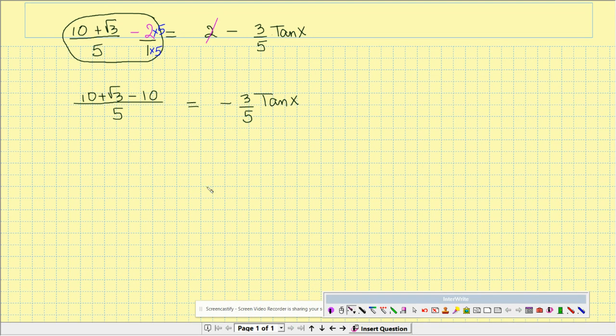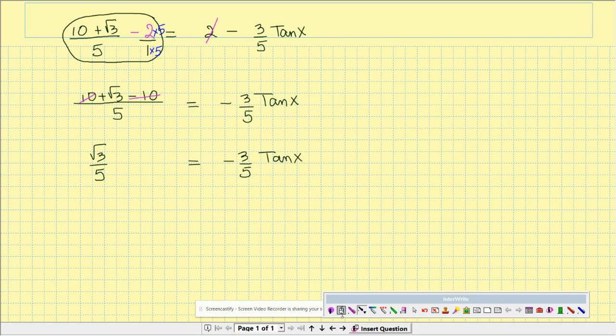So now let's simplify the fraction. On the left-hand side, in the numerator, the plus 10 and the negative 10, or 10 minus 10, will be gone, to become a 0. So what we have left on the left-hand side is the fraction square root of 3 over 5. On the right-hand side, I'm going to copy it down. So we have negative 3 over 5 times tangent of x.